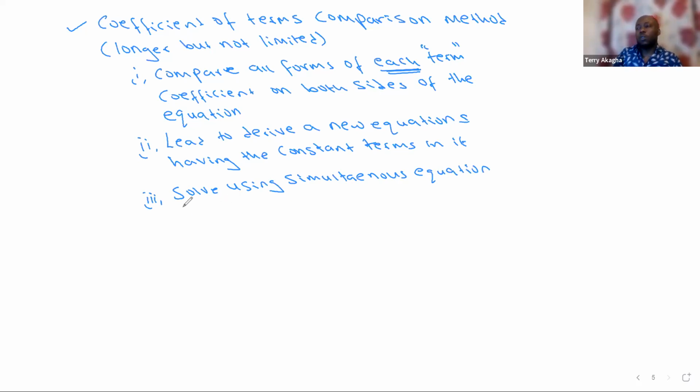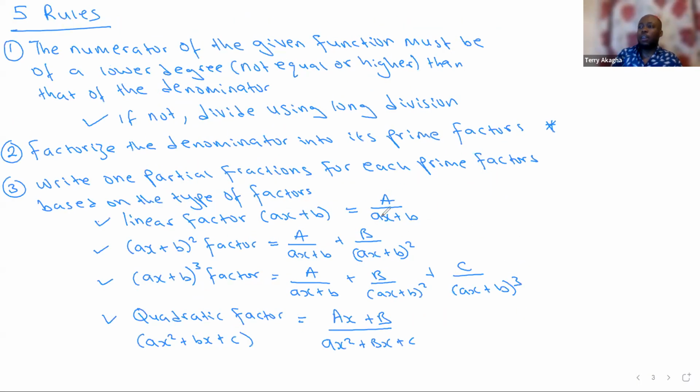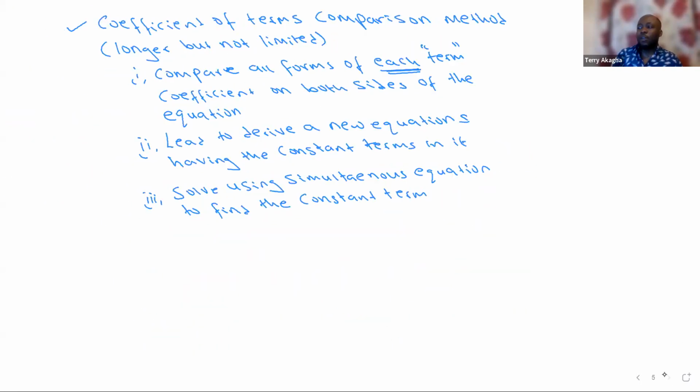Okay, so to find the constant term. So then after you found the constant term, you now go back to rewrite the equation in step 3. I know that this will be looking like a lot, but it's really simple.